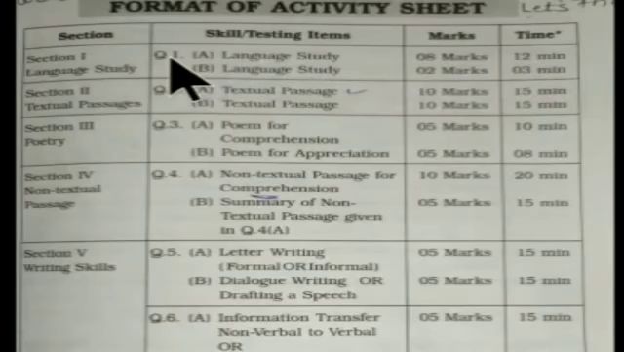Second is question number 1B, language study. This question is for 2 marks. You have to write this question in 3 minutes. There are only 2 questions for 1 mark each. In this way, the first section, language study, is for 10 marks and you have to attempt it within 15 minutes.